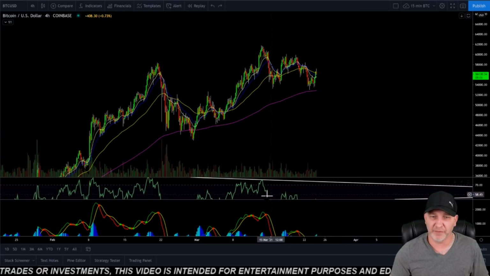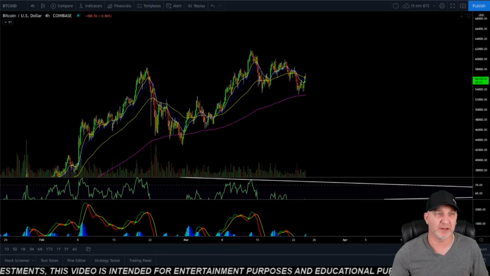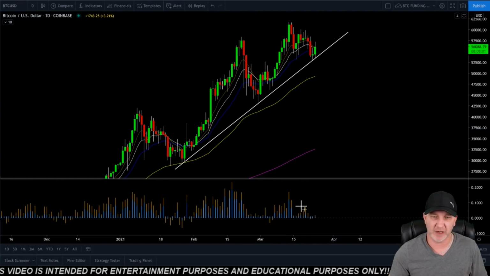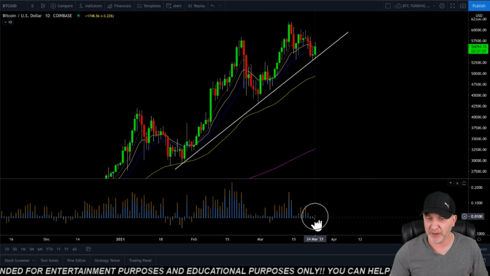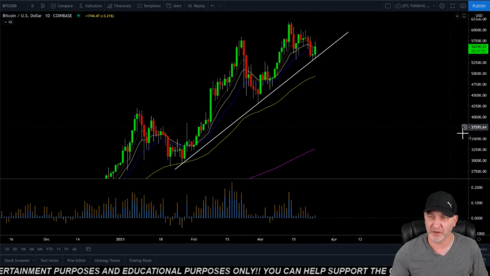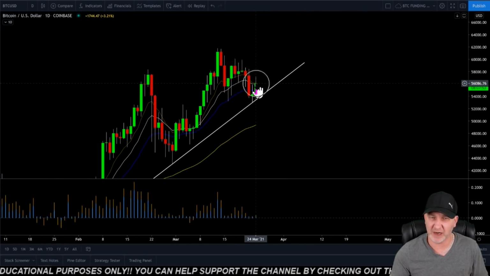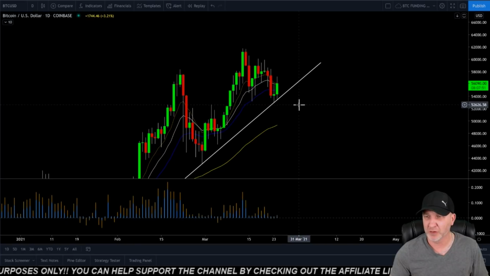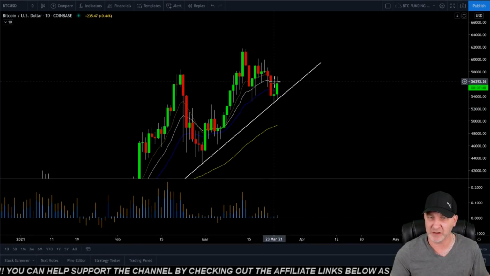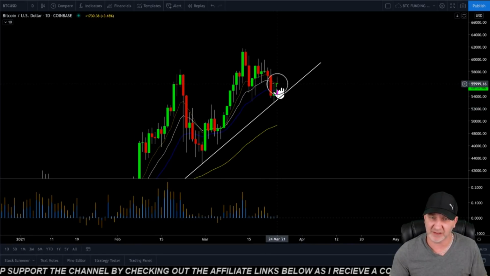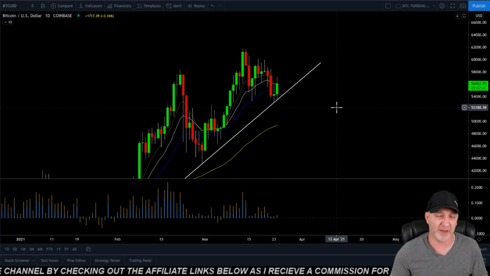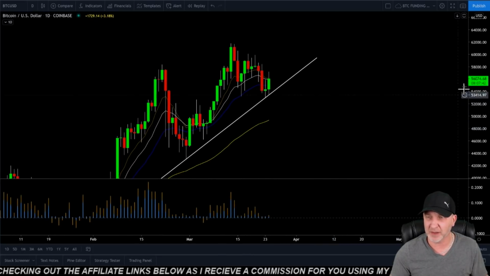As for our funding rate, this isn't the funding rate. This is the funding rate. Here we go. We're favoring the bears just a little bit on the funding rate. If you look at the daily, we are getting rejected right now at the 8 EMA, which is around the 56,000 range. If we close below this 56,000 on the daily today, that's going to be a pretty bearish sign there.